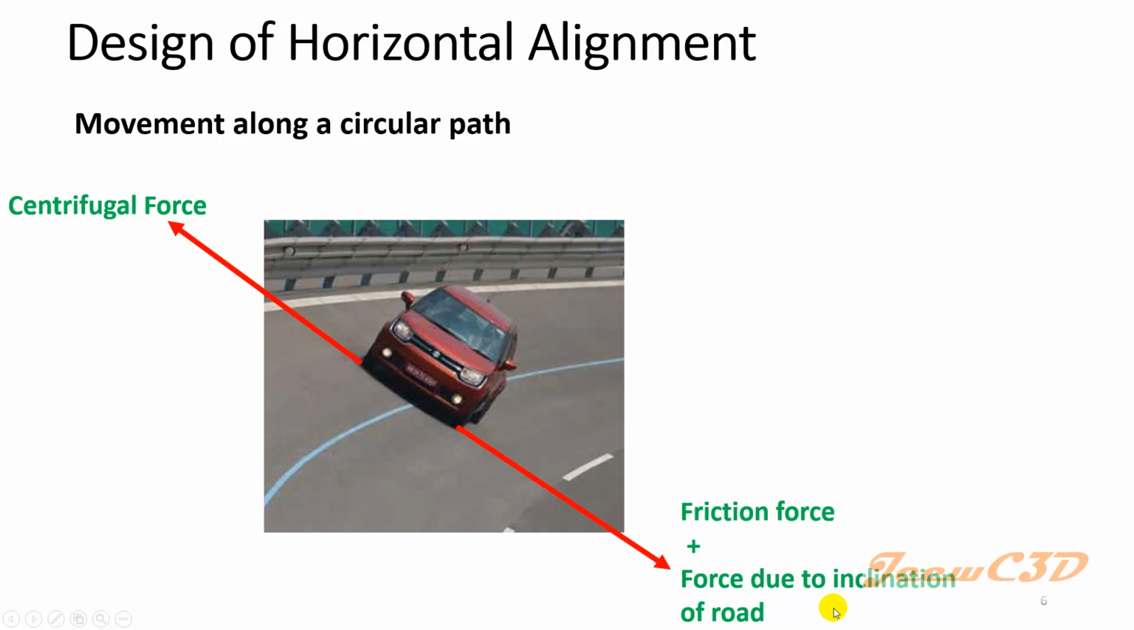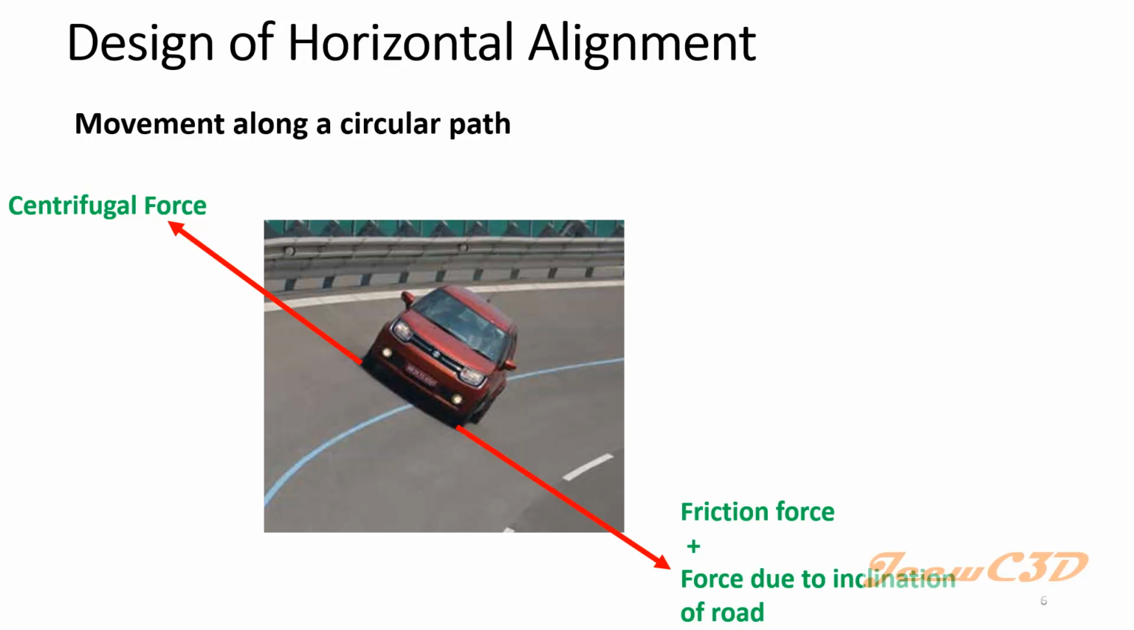So at that radius, that means at a higher radius, this super elevation or the inclination of the road will not be used to counteract the centrifugal force. The friction force itself counteracts the centrifugal force. So you don't need to incline this road. Instead, you can use the normal crossfall at that section.